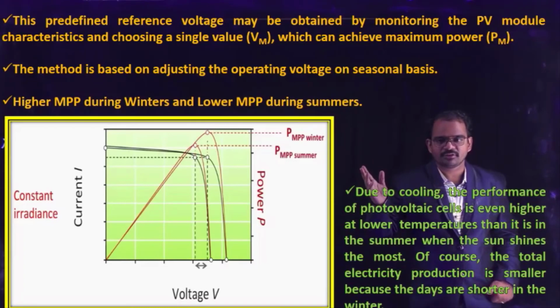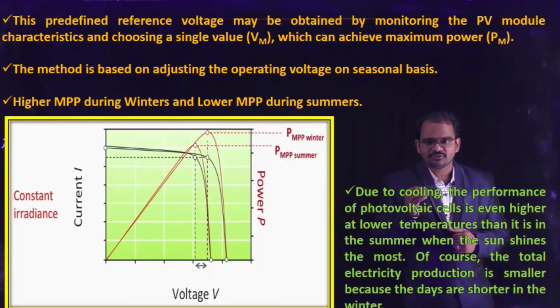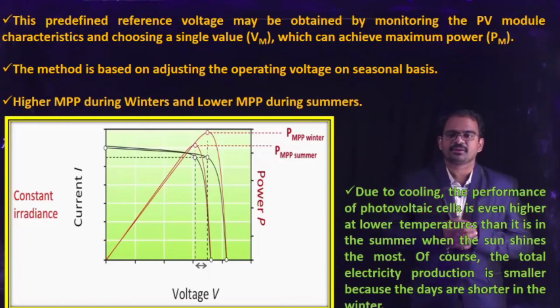One I-V curve is drawn for the winter season, and one I-V curve is drawn for the summer season. Now, generally, what should be our perspective, our myth? The power output from the PV module will be higher during the summer, and the power output from the PV panel will be lesser during the winter. But practically, we get the opposite. We get exactly the opposite of what we think.